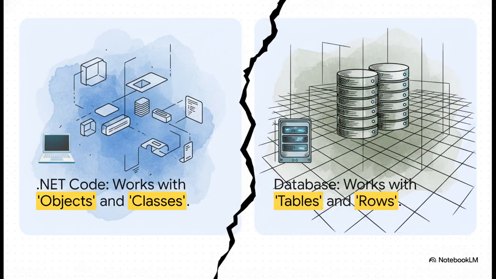So on one side, you have your application's code. It thinks in terms of objects and classes, like a book object that has a title and an author. But on the other side, you've got your database. It organizes all that same information into tables and rows and columns. And here's the thing. These two worlds, they just don't naturally understand each other at all.